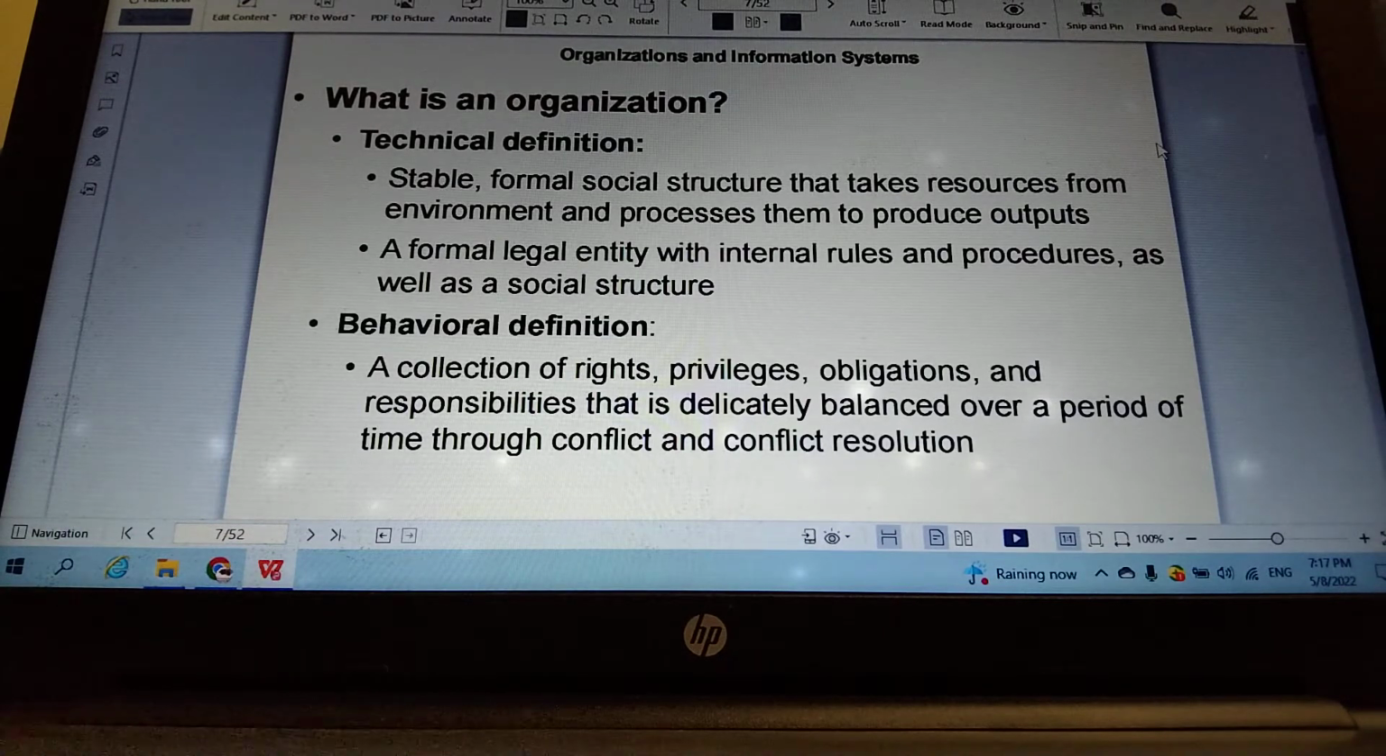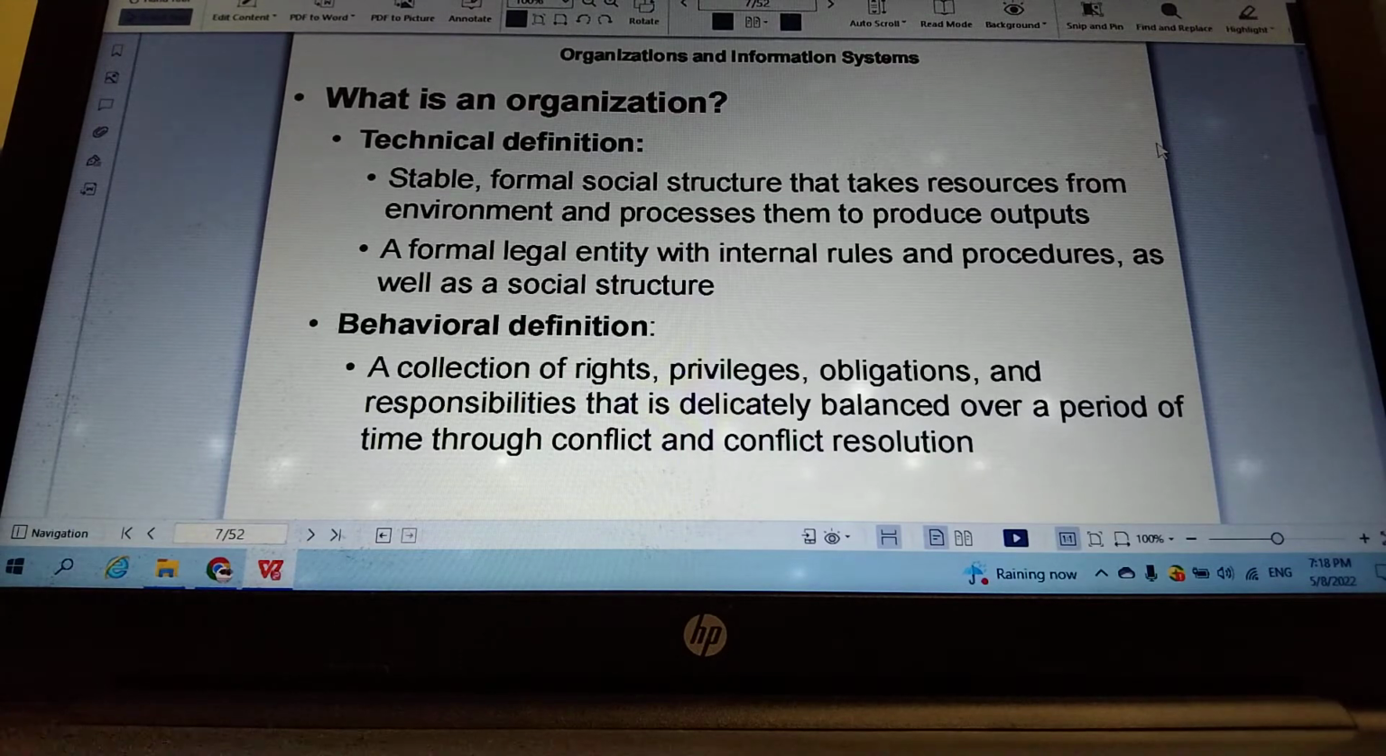It is also known as a formal legal entity with internal rules and procedures as well as social structure. This is another technical definition given for an organization. A formal legal entity, of course the company will be registered under a name, a legal entity with internal rules and procedures as well as social structure. So these are the two terms for what an organization is under the scope of the technical definition.